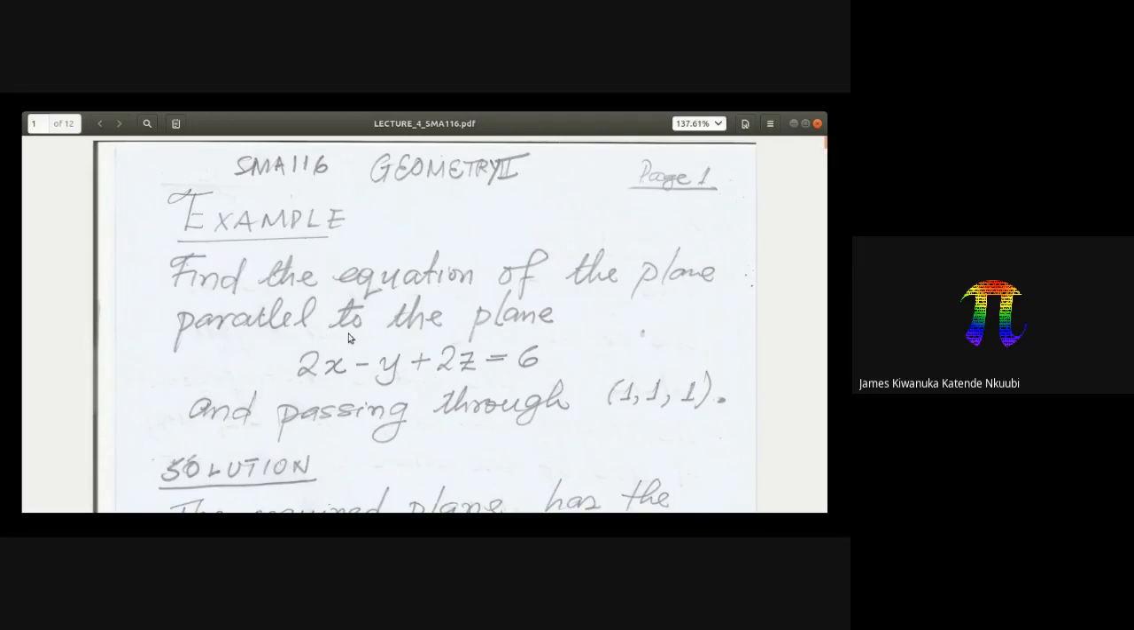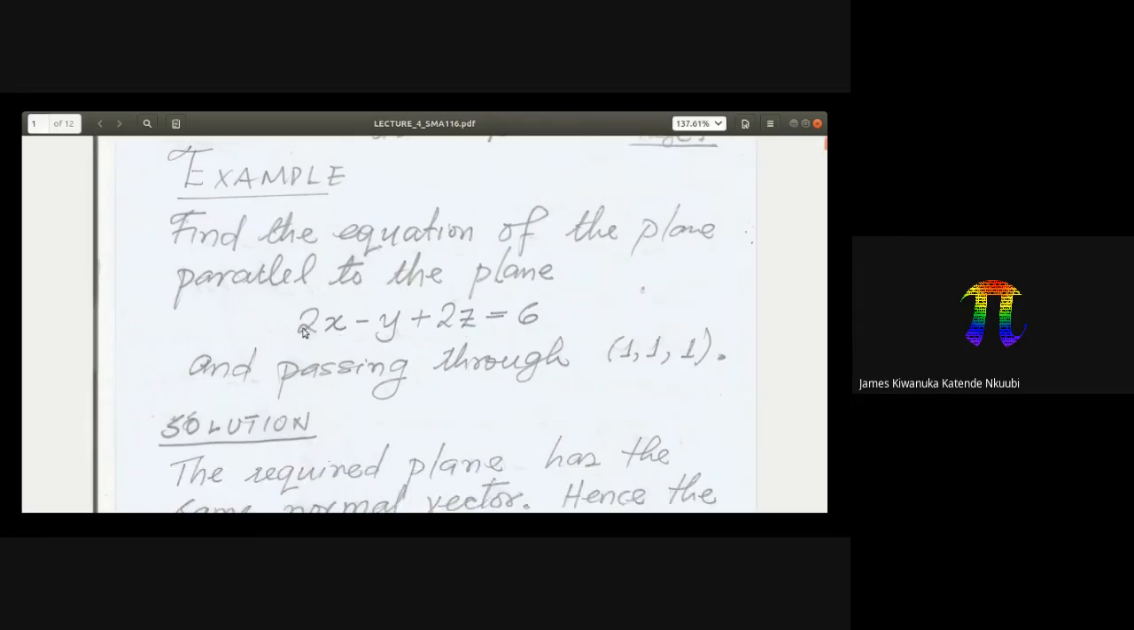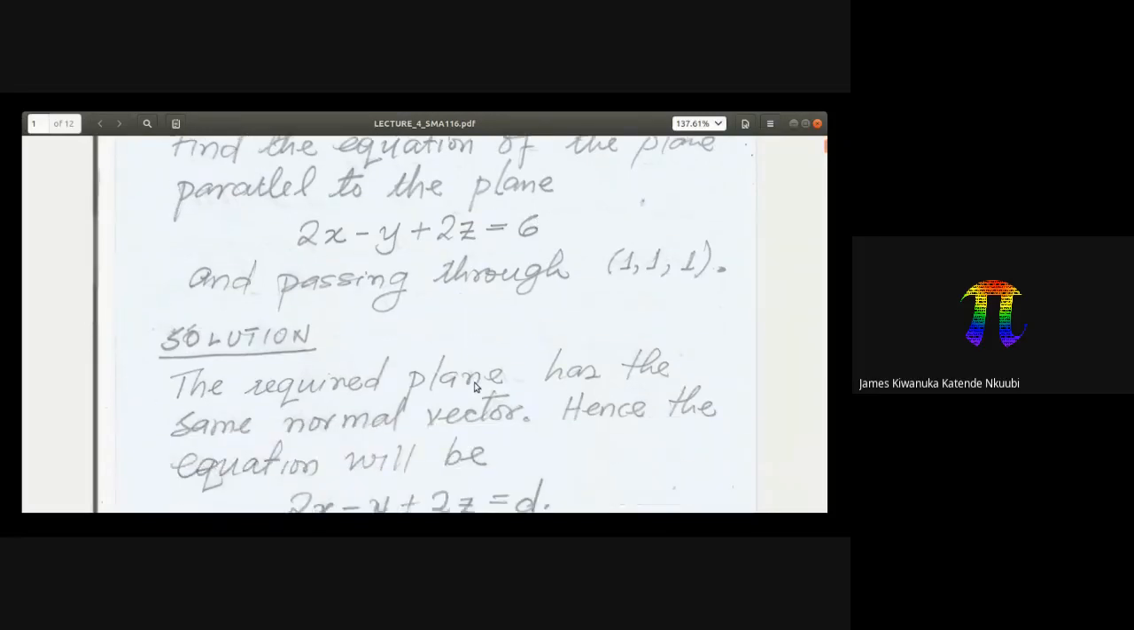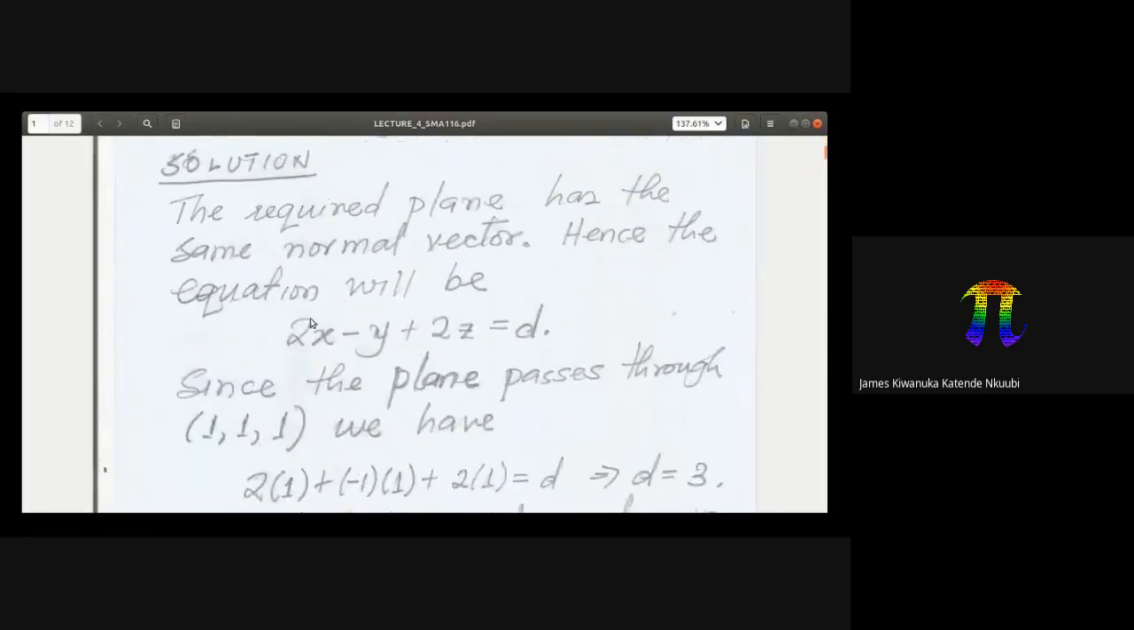So one strategy here is to take note of this. The planes are parallel, so they have the same normal. The normal is the same. So it means the coefficients of x, y, and z will be the same for both planes. What will change will be the constant, the right hand side. So that means the coefficients will look like this.